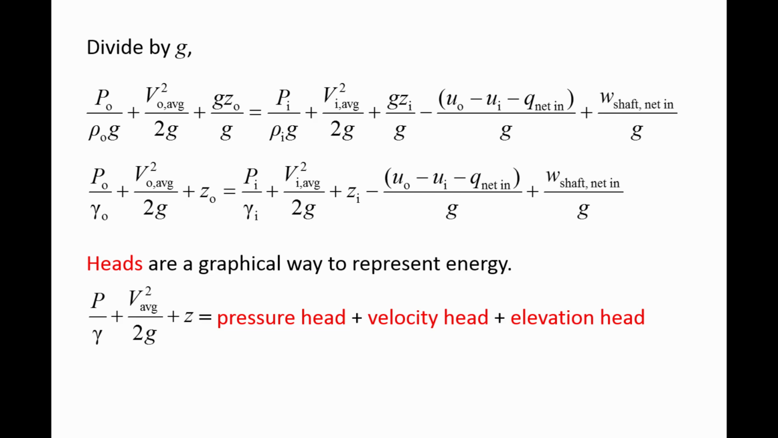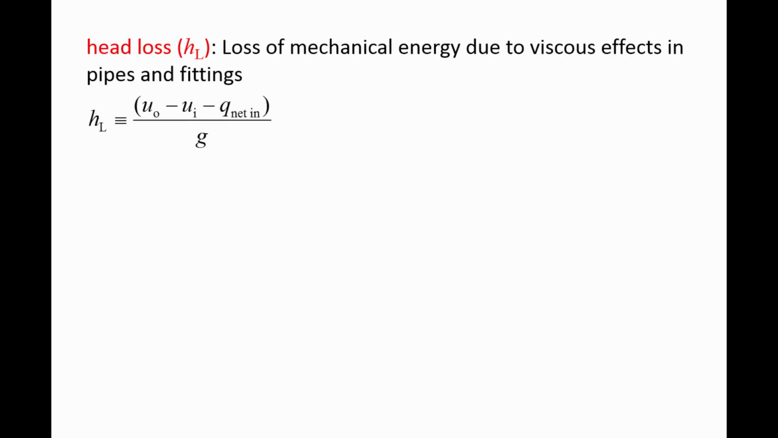The two remaining terms in the conservation of energy equation also have special names. The quantity, UO minus UI minus the net heat in per mass, divided by g, is called the head loss and is denoted with the symbol HL. This term is related to the loss of mechanical energy between the inlet and outlet due to viscous effects in pipes and fittings and is always positive. In later lessons, we will discuss empirical formulas for calculating the head loss.